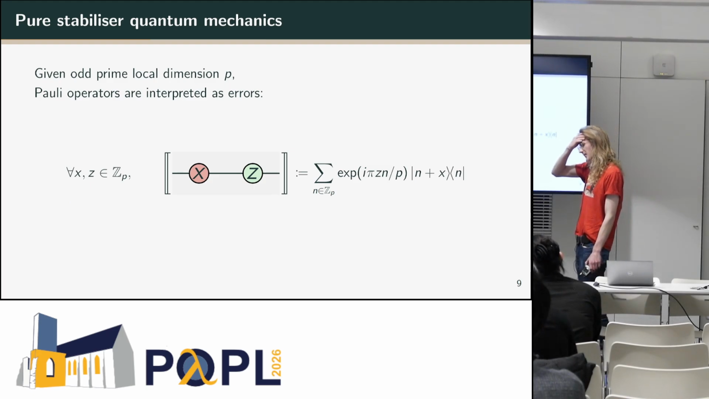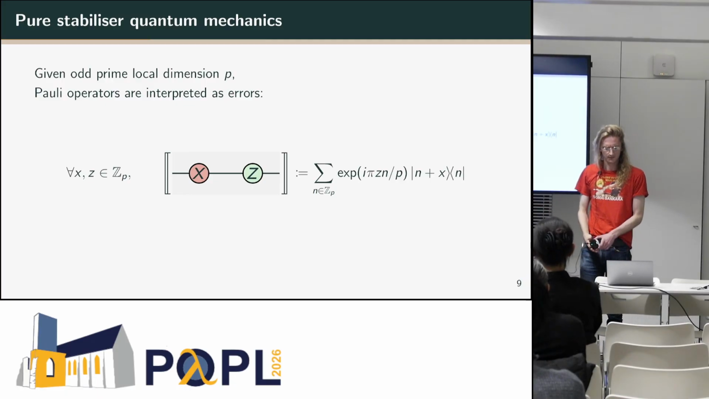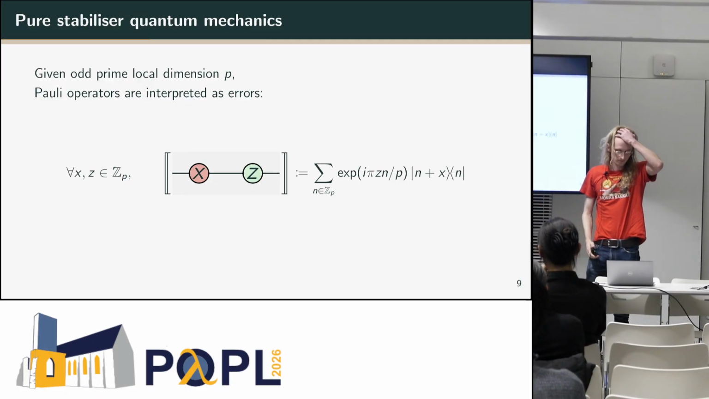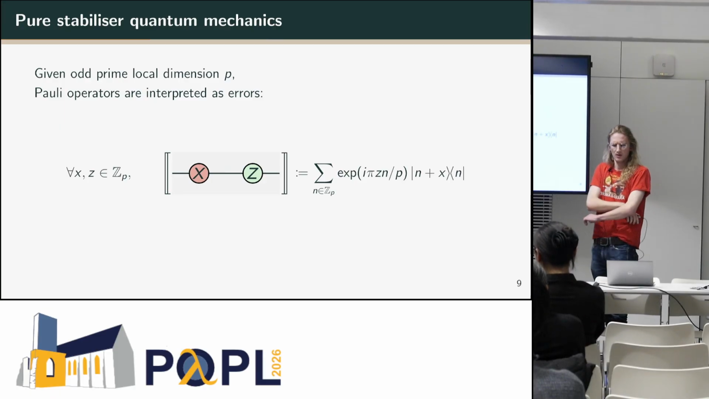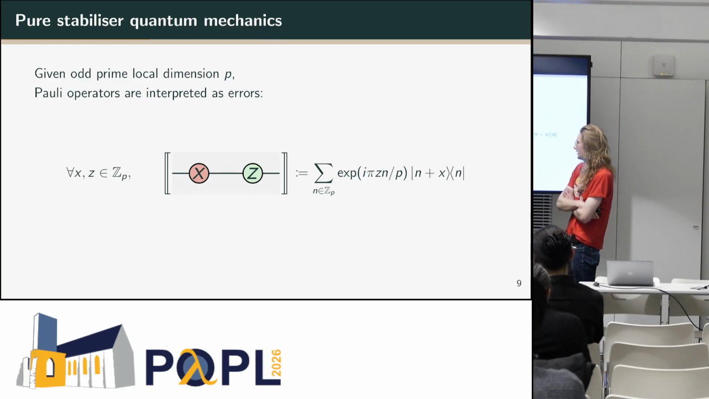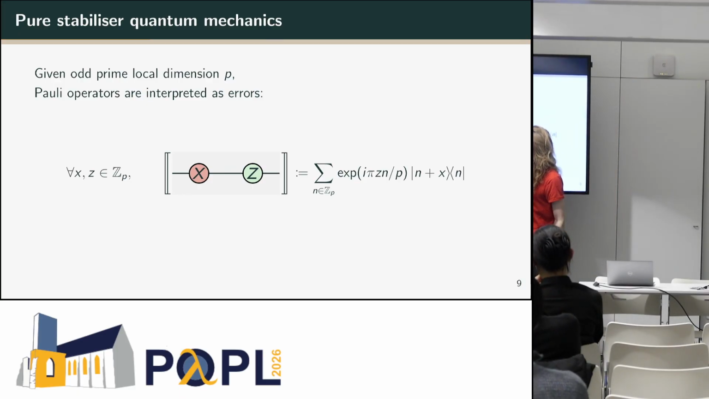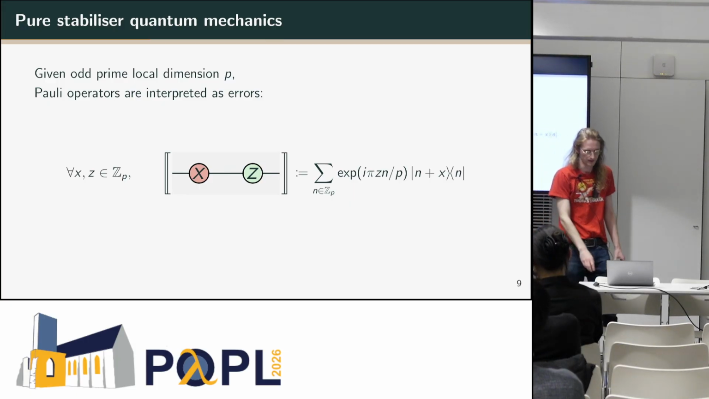So I'm going to try to explain the semantics using examples. In quantum stabilizer quantum error correction, we interpret errors as Pauli matrices. I'm using this kind of ZX notation. For any numbers x and z mod p, we can build the Pauli operator like this. And I'm going to denote it like the Pauli x is red and the Pauli z is green.